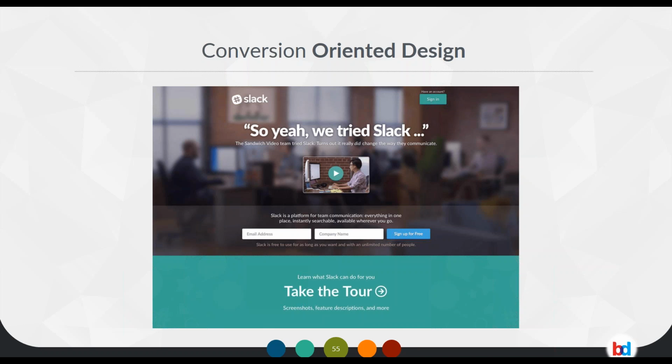So yeah, we tried Slack. Now granted, it's a headline that is very much deep in the context of the individuals who are using Slack. Okay, and there's this video to watch. There is encapsulation. It could be better. It's laid out visually so that you go like this in terms of your scanning. They ask for the sale, sign up for free, or take the tour. And if you're already a member, sign in.